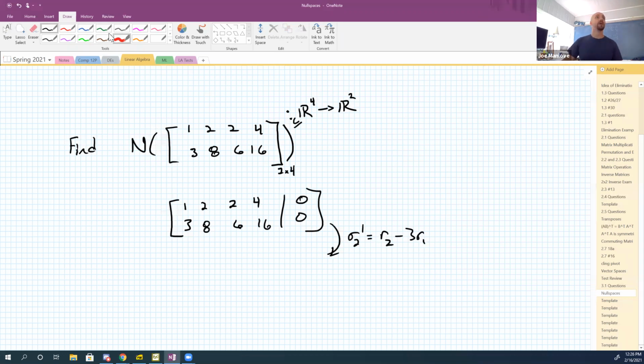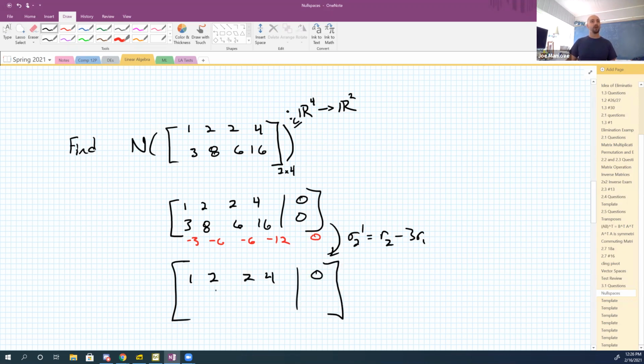Right. So 3 times row 1 is minus 3, minus 6, minus 6, minus 12, 0. And then if I go ahead and execute, I'm going to get 1, 2, 2, 4 augmented by 0. And it feels like 0, 2, 0, 4, 0. You guys all with me on that?